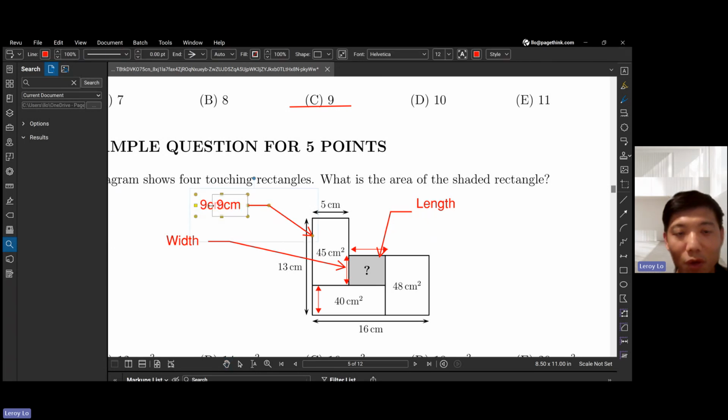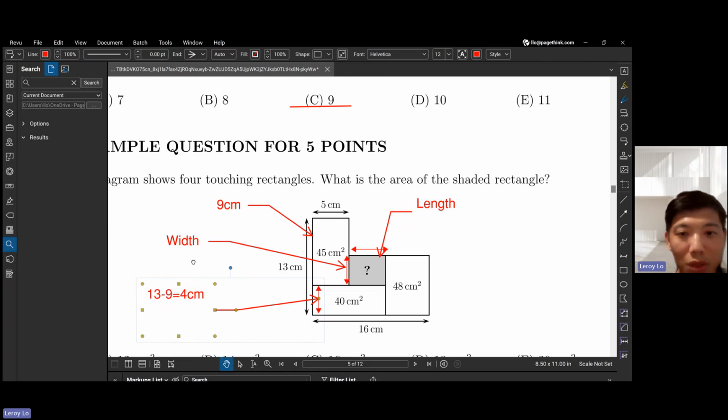So we got 9 here, and then let's try. So we know this is 13 here. So 13 minus 9 will give you the difference here, which is in order for us to calculate the length on this side. So we need to know the width first. So we got 4 here because that's the difference, which is 13 minus 9, which will give you this distance.